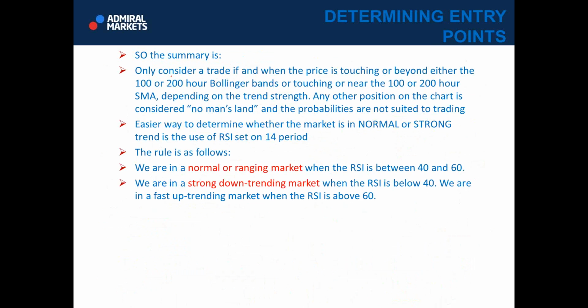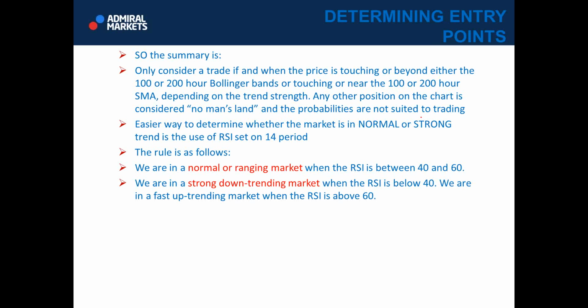So now the summary is, only consider a trade if and when the price is touching or beyond either the 100 or 200 hour Bollinger Band or touching or near the 100 or 200 hour SMA, depending on the trend strength. Any other position on the chart is considered no man's land and the probabilities are not suited to trading. Now, an easier way to determine whether the market is in a normal or a strong trend is the use of RSI set on 14 period. The rule is as follows.